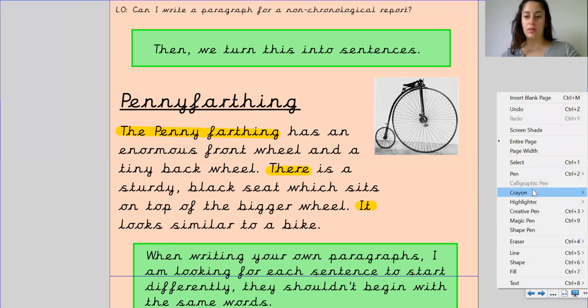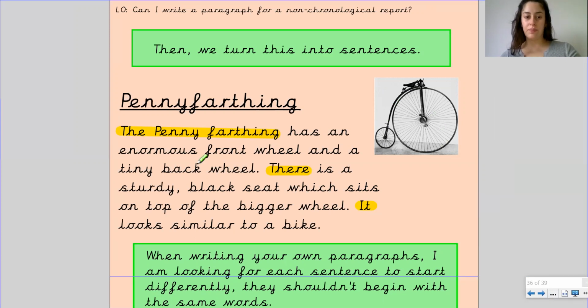We have also included some adjectives in there. Enormous. What other adjectives can you spot? Pause the video and have a think. Tiny. Sturdy and black. Because we are listing 2 adjectives, what is it separated with? A comma, which sits on top of the bigger wheel. It looks similar to a bike.